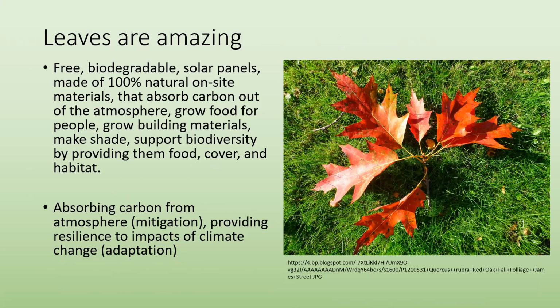One thing people sometimes forget is that leaves are amazing. We haven't come up with a better design for a solar panel than this. They're free, biodegradable solar panels made of 100% natural materials on site. They absorb carbon out of the atmosphere, they grow food for people and wildlife, they grow building materials, make shade, and support biodiversity, providing food, cover, and habitat. And they're really beautiful. Anyways, they're pretty amazing, absorbing carbon from the atmosphere to help mitigate climate change, and they provide resilience to help adapt to the climate change that's already happening.